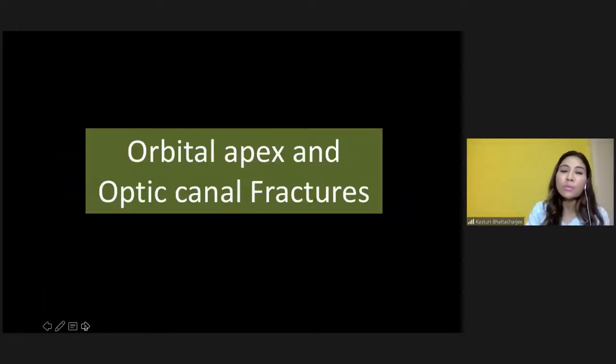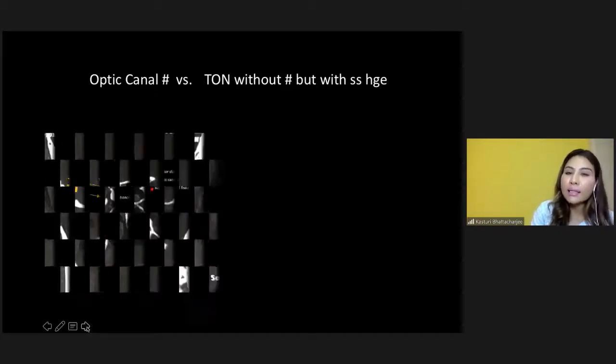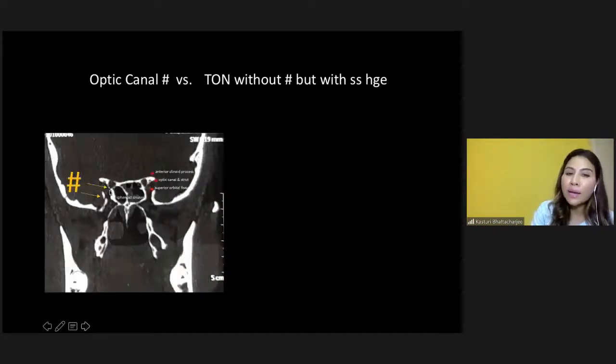Now let me come to the orbital apex and the optic canal fracture. When we talk about the optic canal fracture, these are very challenging because many times they come with a traumatic optic neuropathy, and this traumatic optic neuropathy may have a fracture. Like you can see, this is a lateral wall fracture. This is my optic canal out here, and this is a fracture here, along with a fracture of the lateral wall of the sphenoid sinus. And this is a classical traumatic optic neuropathy, the direct type.